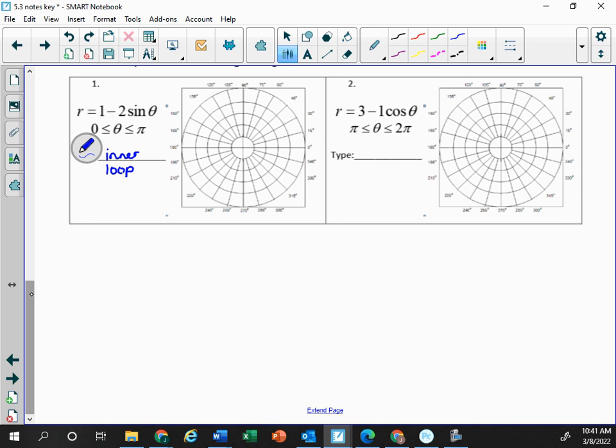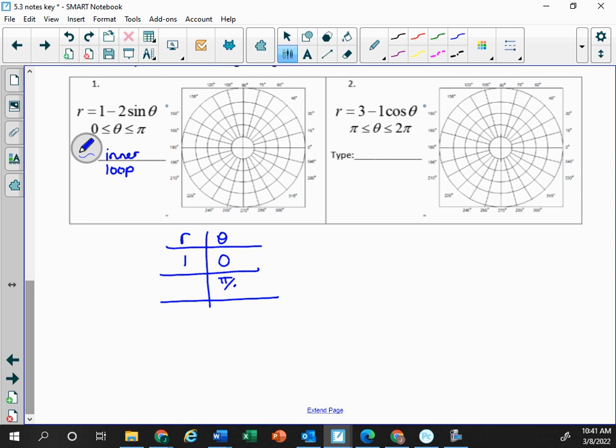All right, so, and it's sine, so I would expect it to be symmetric to the y-axis. I've got that in my head. But I'm only going to plot from 0 to pi, so I'm going to think about those values. I'm going to make a little chart. All right, so when theta is 0, sine of 0 is 0, so what do I get? 1, yes. All right, what else do you want to pick in between 0 and pi?